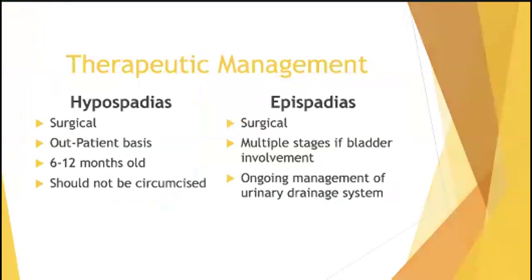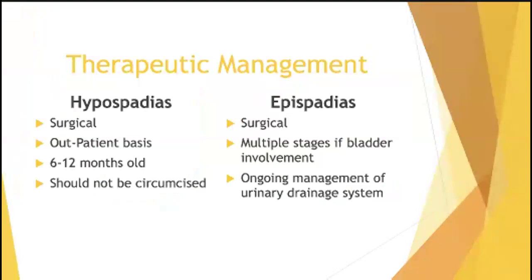Therapeutic management. So hypospadias: surgical repair at 6 to 12 months of age. The goal is to straighten the penis during an erection, uniform urethral caliber, satisfactory cosmetic appearance, and minimal procedures necessary. With epispadias treatment, early surgical intervention is best recommended.